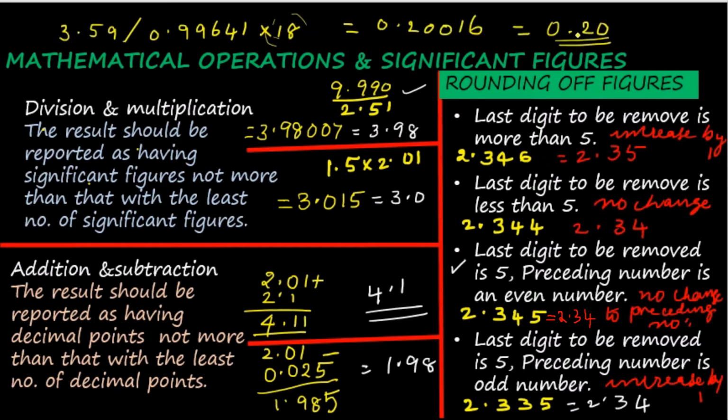Let us recall the question that we gave in the beginning of the video. 3.59 divided by 0.99641 into 18 is equal to 0.20016. The answer should be 0.20. In the question, there is a figure with 2 significant figures, that is 18. So the answer also should contain 2 significant figures. That is why the answer is chosen as 0.20.